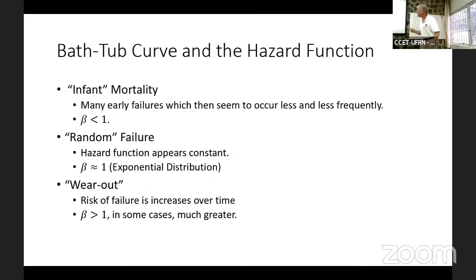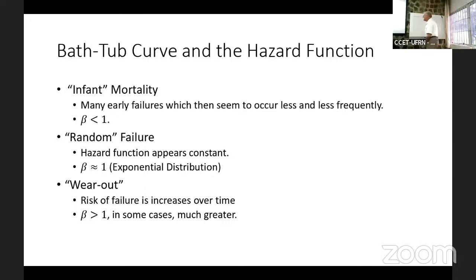Infant mortality is associated with a beta of less than 1. Beta is very important in terms of interpreting reliability results. Random failure, beta is approximately 1, exponential distribution, nobody cares. When we get to wear out, beta gets larger than 1, and in some cases, very much larger than 1. We'll see some fun things in lecture 3. We okay?